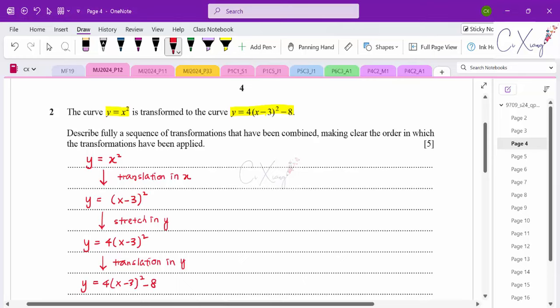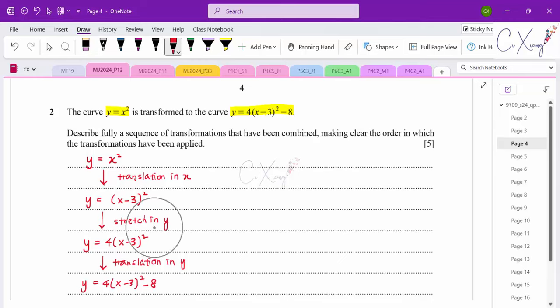Okay, so if you have a look at all the transformations involved in the steps here, there's only one translation in X, but there are two transformations in Y. Therefore, the sequence of the transformations in Y is very important. You need to make sure that you are putting the sequence of Y correctly.